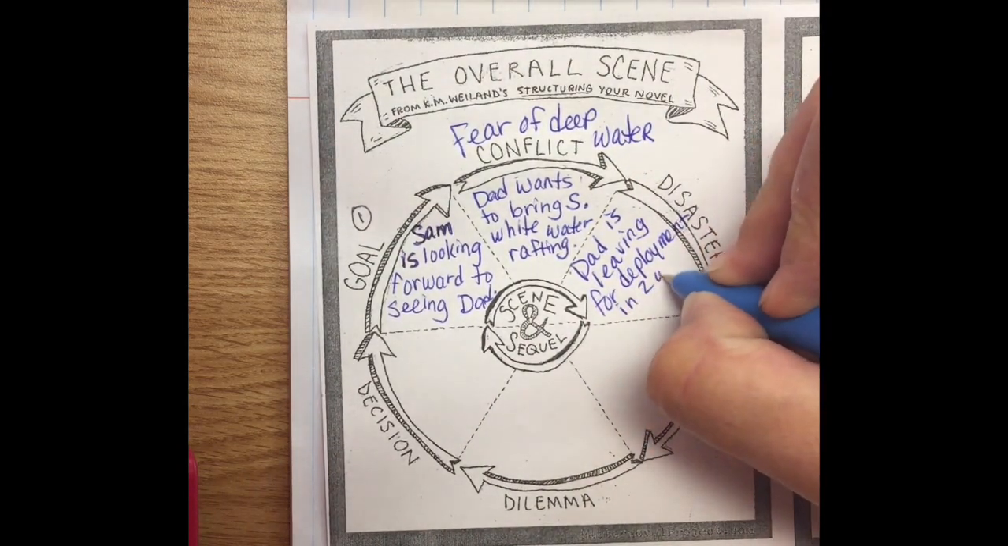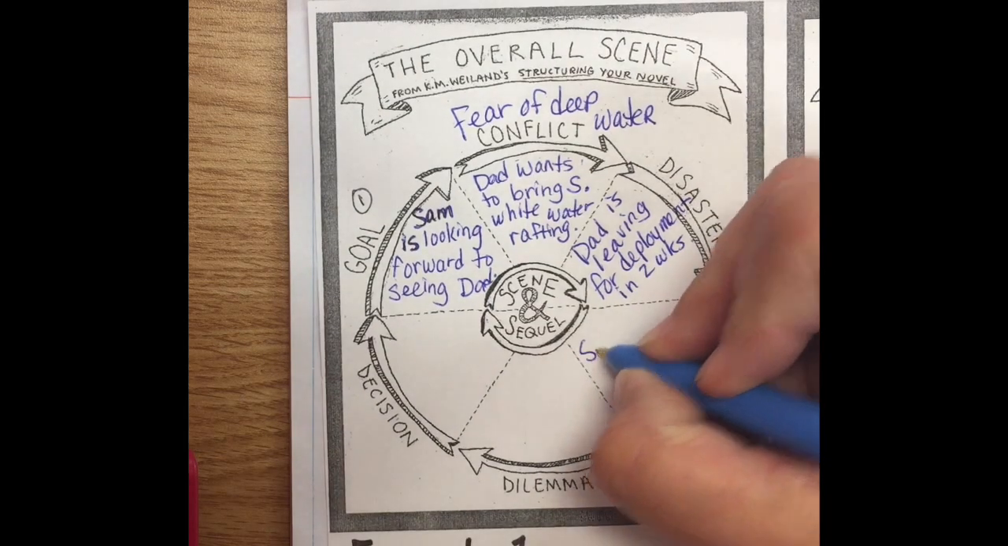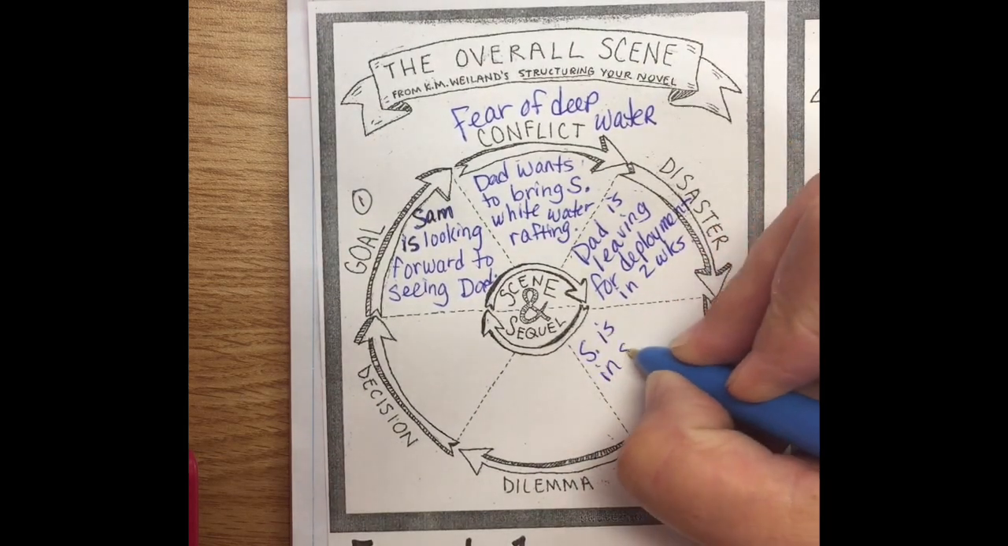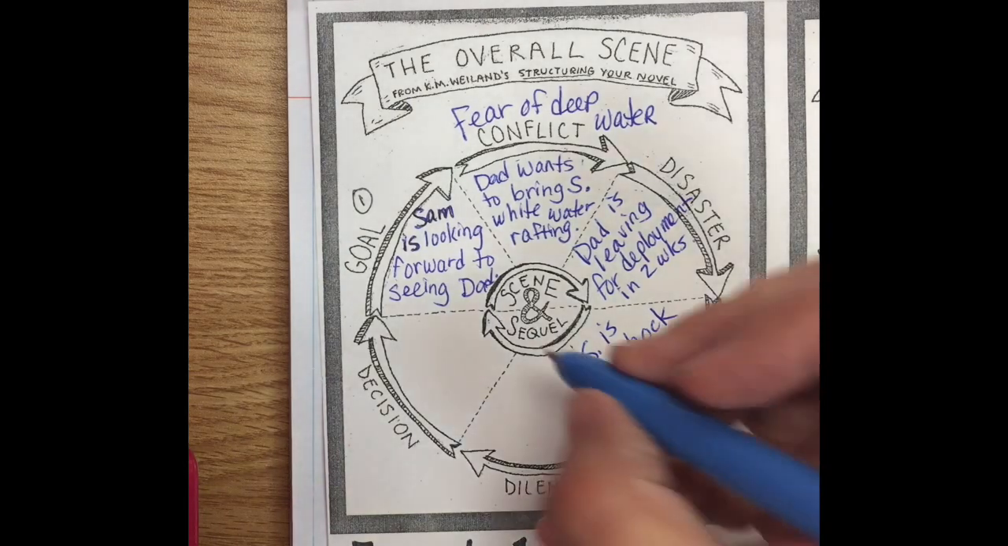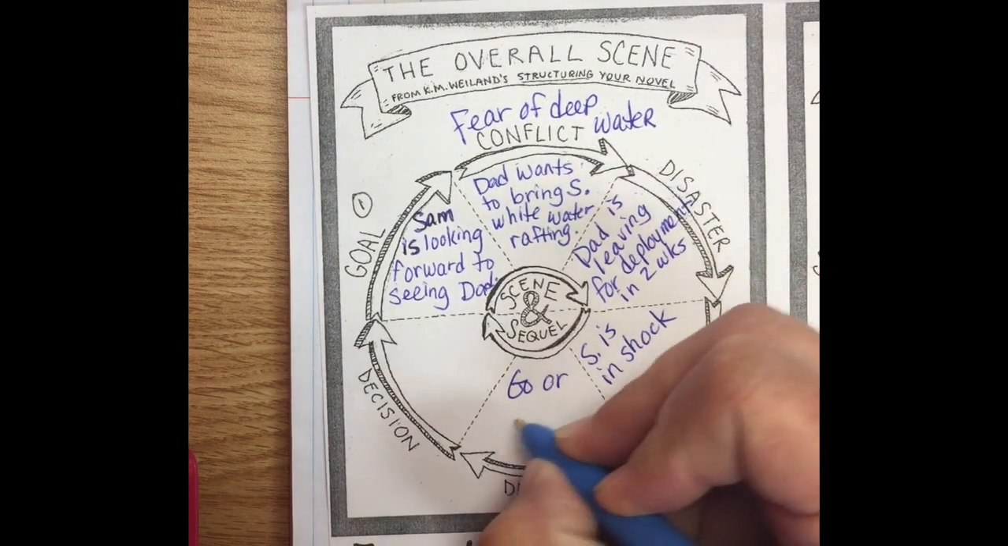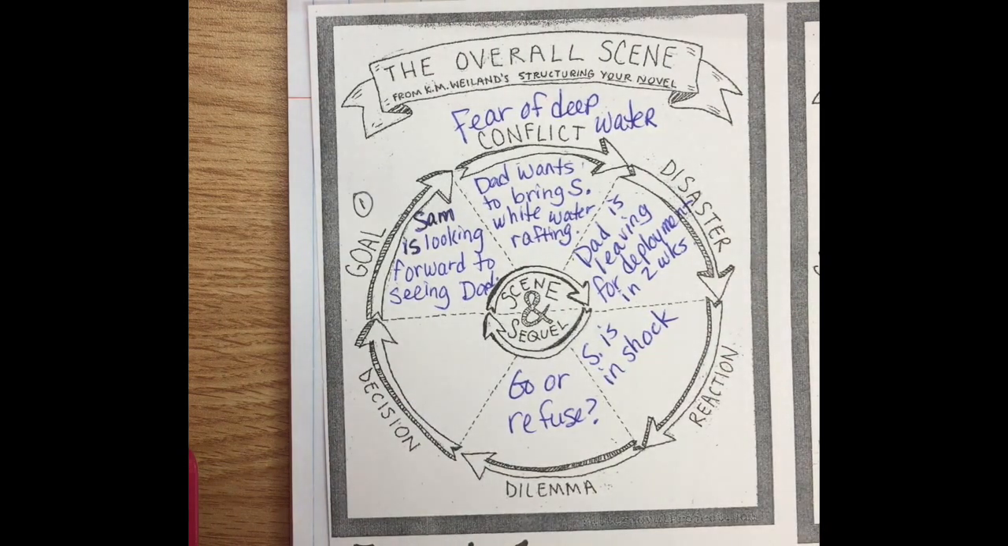In 2 weeks. So he's leaving soon, very, very soon. Okay, so his reaction to this disaster, Sam's reaction, Sam's in shock. And so now he has a dilemma. Should he go, or should he go with his dad, or should he refuse to go? So go or refuse. So that's what Sam's dilemma is.